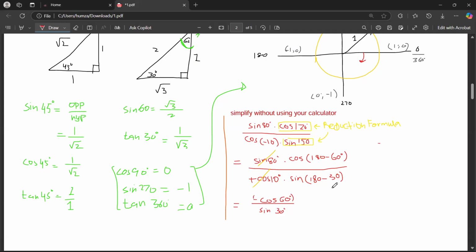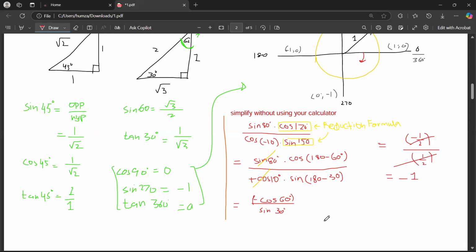Now, cos 60 and sine 30 are our special angles. By using your calculator, you can say minus half over the half, and the half will cancel out, and the answer will be minus 1. If you forget your negative angles, you can use the calculator to remember the value of cos 60 and the value of sine 30.